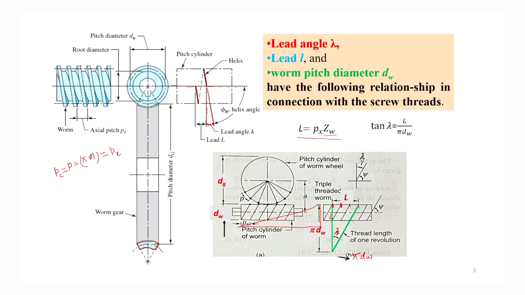The angle between the tangent to the thread and the normal to the axis of the worm is called the lead angle, and this is equal to tan lambda = L divided by pi dw. In this figure, the pitch circle diameter of the gear is shown, and the pitch cylinder diameter of the worm is shown, and this pitch circle diameter is actually the diameter of the pitch cylinder.